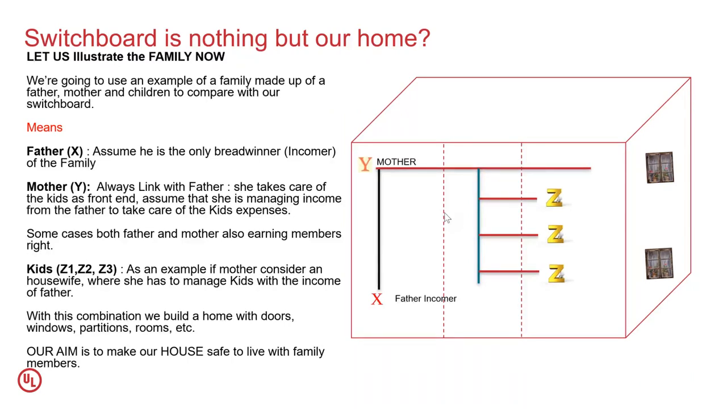For example, in my presentation I mentioned Z1, Z2, Z3, and I have a window, door, everything. I built a home in a safe zone, which means my home has to be safe enough for the requirements available in the environment. Correct? So my home, the switchboard, is also nothing but a home.